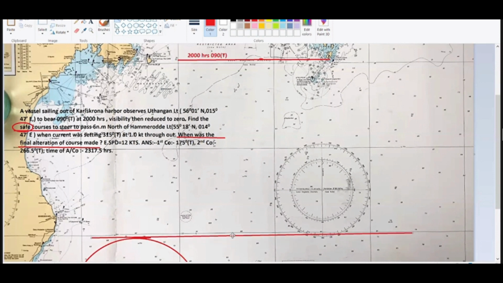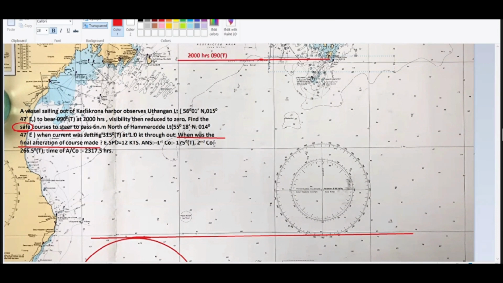So irrespective of any position, only one line you have to make. You don't have to make a number of lines. I'm just trying to explain, that's why I'm making too many lines. Vessel can be at point A, B, C, but my course made good will be a vertical line, and definitely will be passing.